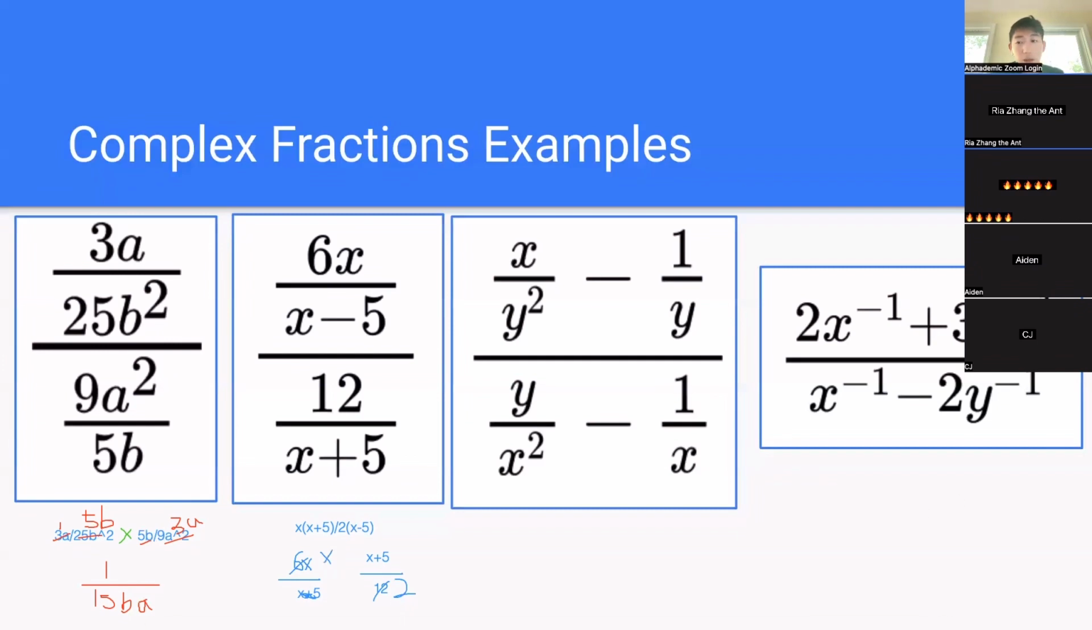For the sake of time, I'm not going to go over and explain the other answers super in depth. But if you want me to, just message me in the chat box, and I'll be happy to go over any specific question. For the third one, you would get negative x squared divided by y squared. And then for the last one, you would get 2y plus 3x divided by y minus 2x.